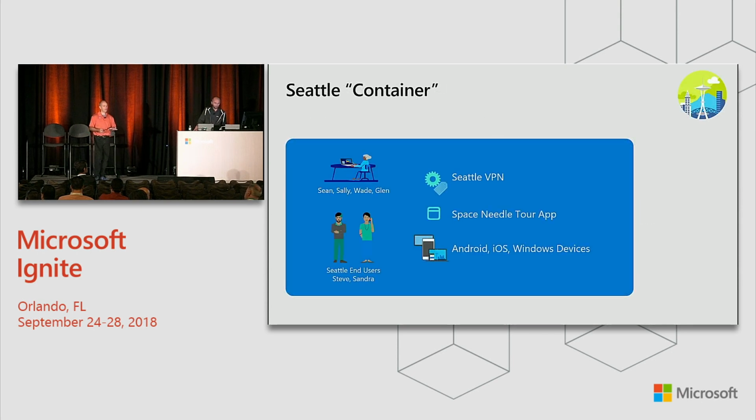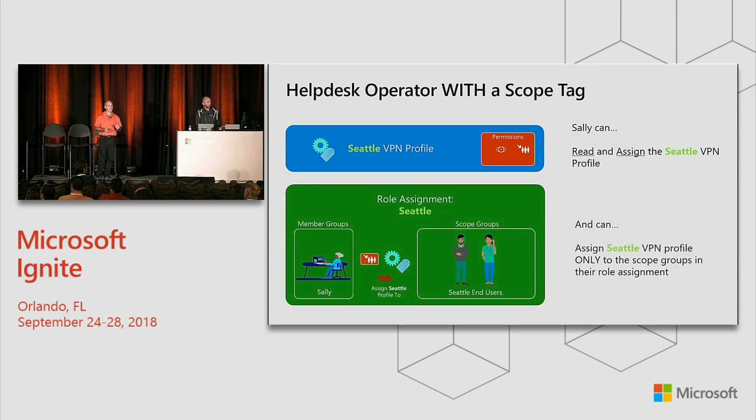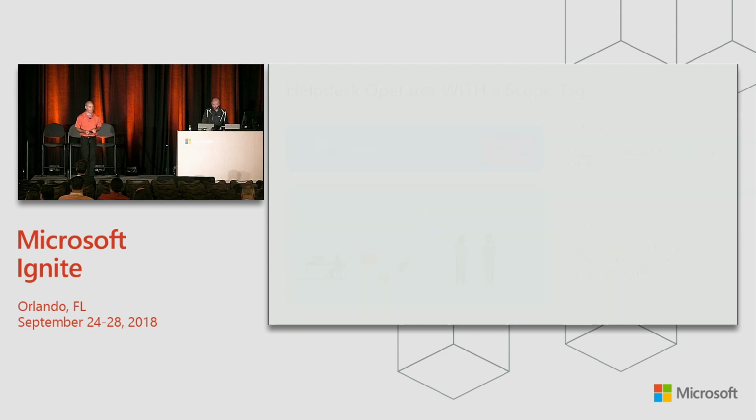So Sally's view of the world looked something like this. She could see specific configuration profiles, applications, devices. She can target Seattle end users. So she's now fully containerized in the responsibility for her particular region and the people that she's managing. Just to demonstrate a little bit about what that looks like, Sally's view is of a single Seattle VPN profile. She can still view and assign that, but she can only assign that one profile to any of the Seattle end users. So this really gives you the fine-grained control over who can do what in Intune.